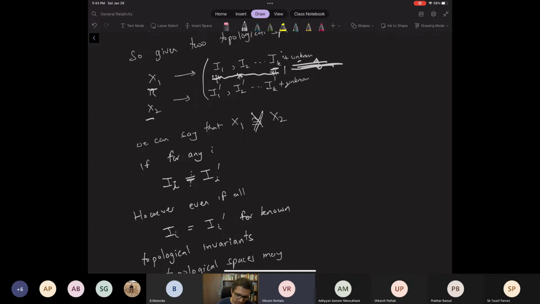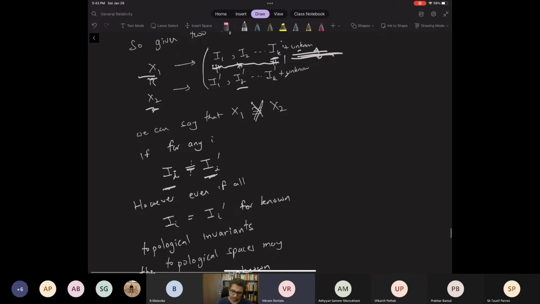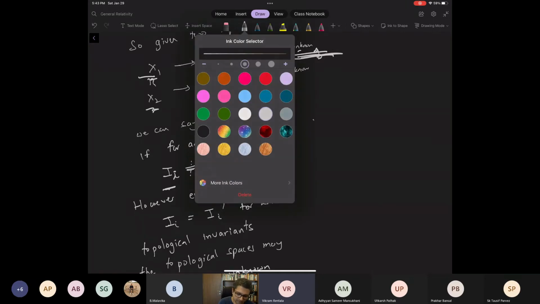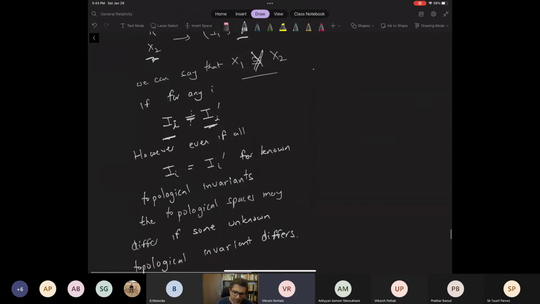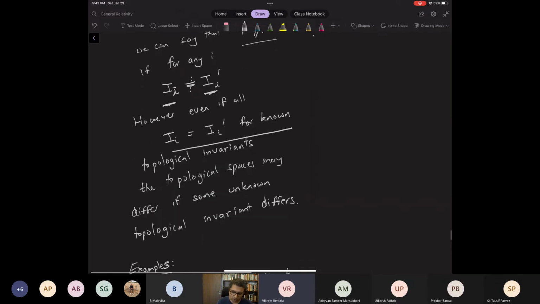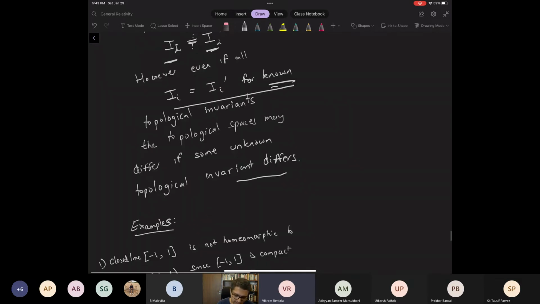So this is exactly what's written here. If any of these topological invariants I_i for x1 is not equivalent to I_i prime, which is for x2, then you can say for sure that these are not homeomorphic to each other. However, even if all the known topological invariants are the same, they may differ because of some unknown topological invariant.